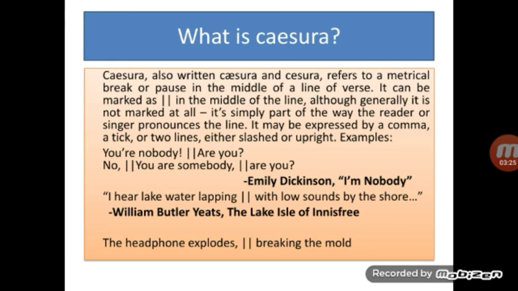I think you got the points with these four terms. Today we discussed alliteration, assonance, consonance, and caesura.